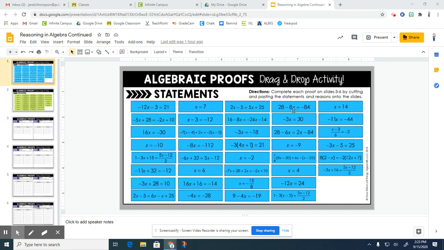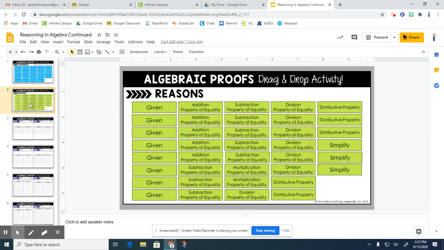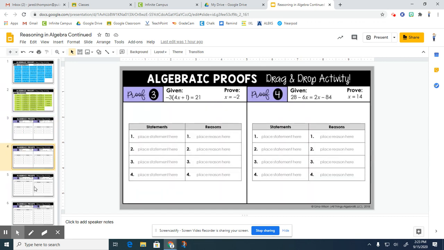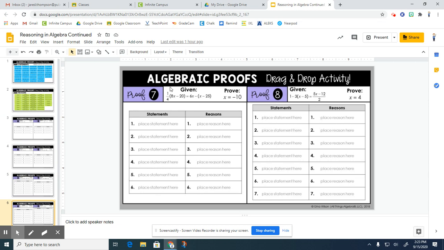This first slide is the statements. It starts with an equation, and then there are all the steps to get to a final solution. The second slide is the reasons: different properties, simplifying, and what you're given. Slides 3, 4, 5, and 6 are different proofs. You're given an equation, and we have to prove that x equals whatever.